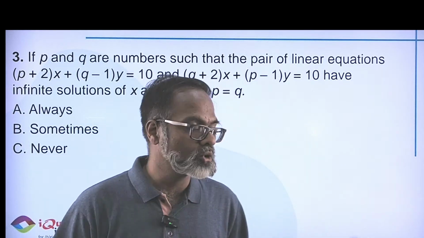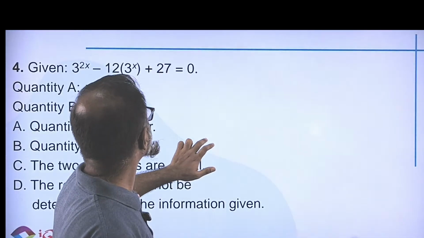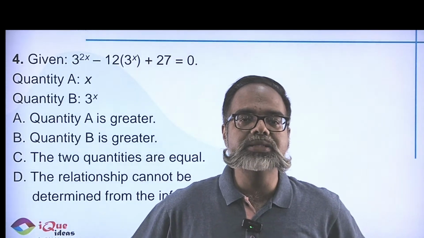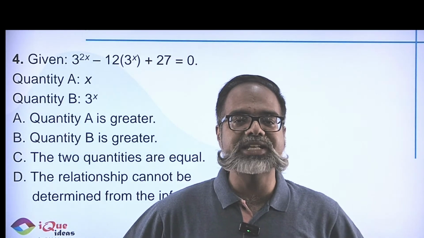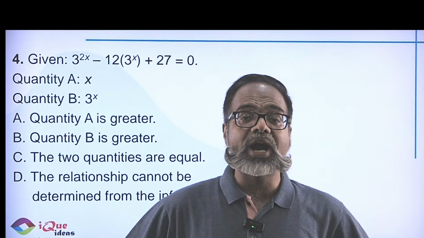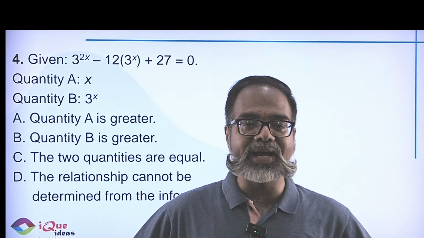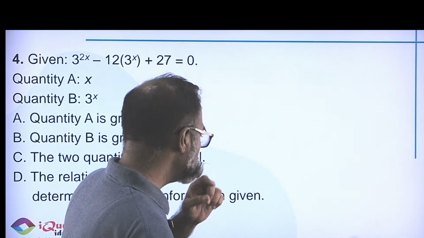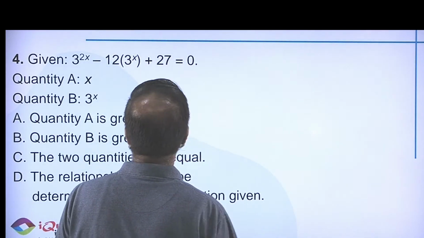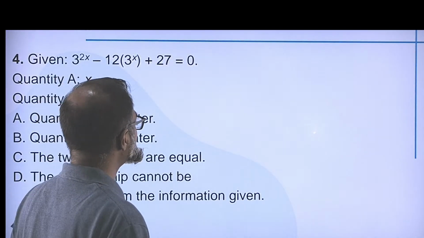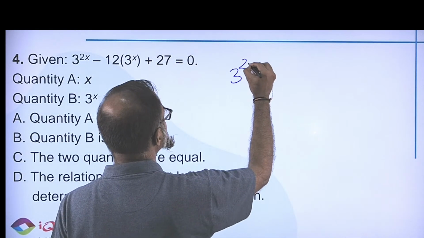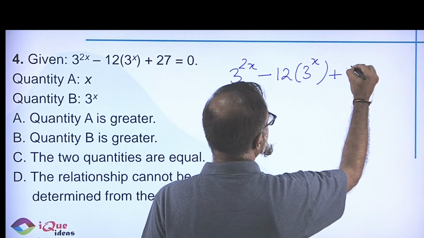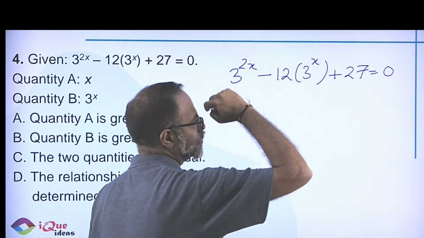Great. So let's move on to the next one, the fourth one. Very interesting problem. It says it is given 3 raised to 2x minus 12 into 3 raised to x plus 27 is equal to 0. So first you have to identify what is the value of x, because you need to compare x and 3 to the power x. Okay. So how do I resolve 3 raised to 2x minus 12 into 3 raised to x plus 27 is equal to 0?